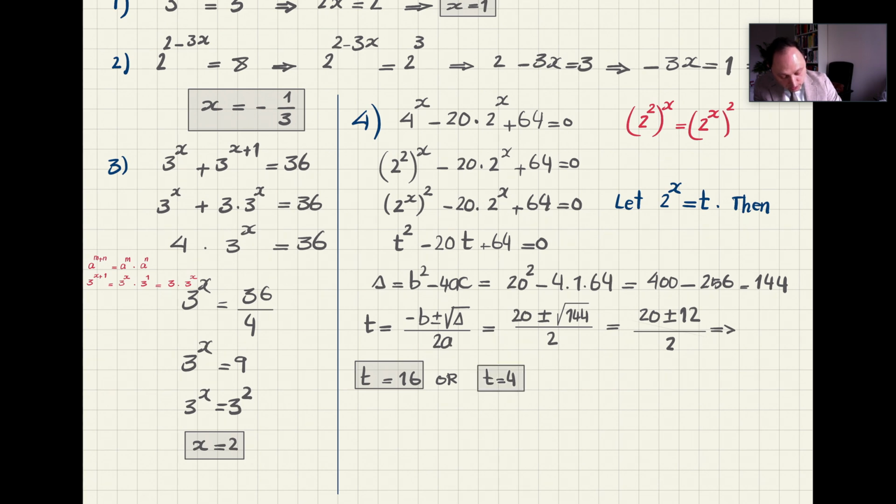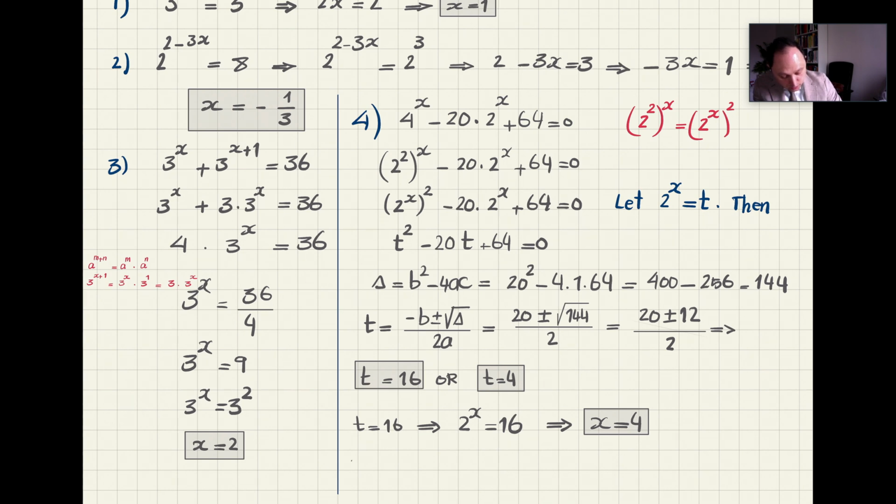I would say that, okay, if t is equal to 16, 2 to the x becomes 16. Why? Because this is the meaning of t. t is nothing except 2 to the power x. When t is equal to 16, instead of this t I put 16, and then immediately it becomes clear. What is that x? The x is 4, yes? Because 2 to the power of 4 is 16.